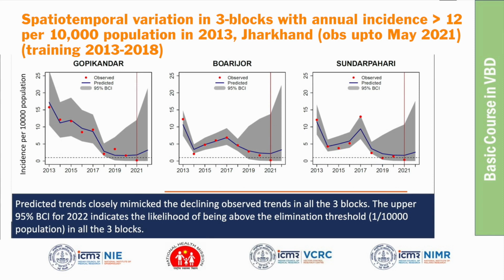Then, with annual incidence of more than 12 per 10,000 population in 2013 in Jharkhand, we can see that the trends are still worse than that of Bihar. The initial cases are 15 per 10,000 population, it declines, and it is above 1 per 10,000 population, even the point incidence, whereas the confidence interval clearly shows that much higher levels of incidence may occur in 2022. It is again indicating that whatever we achieved may not be truly reflecting the situation. It may be higher than what we have observed now, and it is giving us a great danger signal to the program as such.